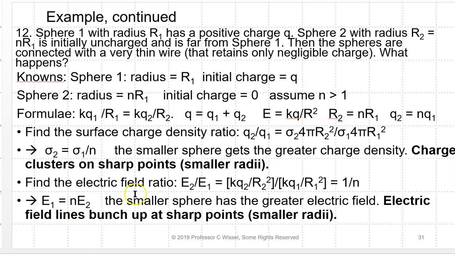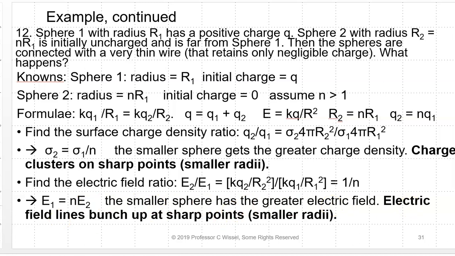Now we're going to find the electric field ratio. E2 over E1 equals KQ2 divided by R2 squared divided by KQ1 divided by R1 squared. And this ends up being 1 over n. So E1 equals NE2. The smaller sphere has a greater electric field. So electric field lines bunch up at sharp points, those with smaller radii.